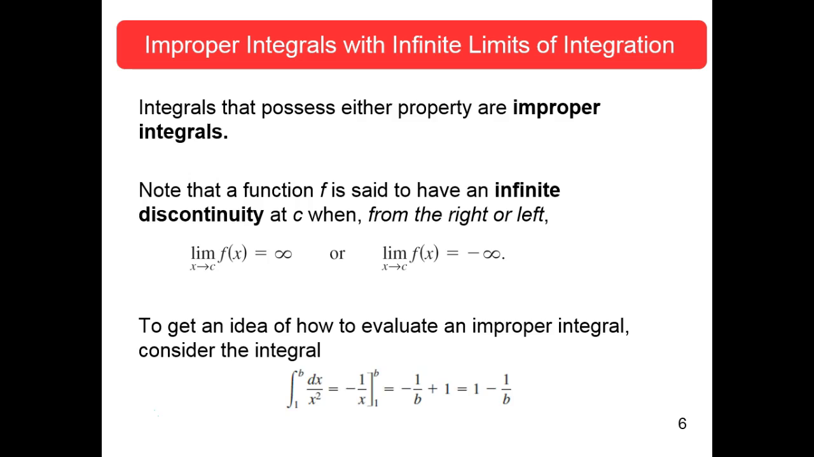To get an idea how to evaluate an improper integral, of either kind, consider this integral: the integral from 1 to b of dx over x squared.